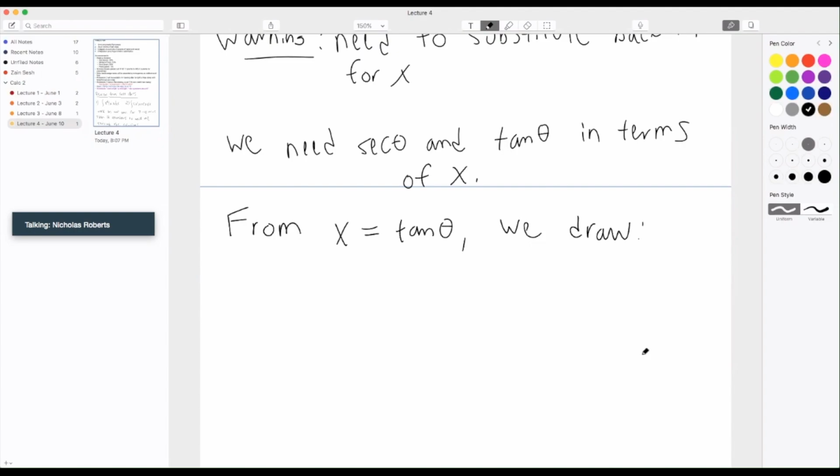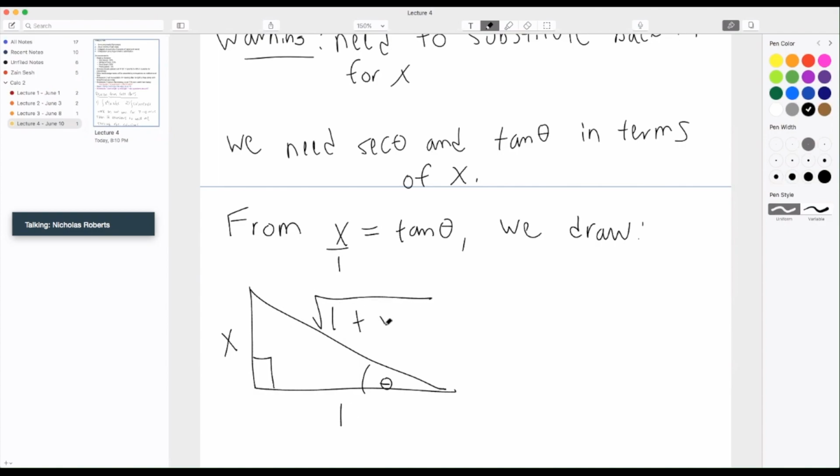All right, so here's our right triangle. Tangent is opposite over adjacent, so I'm going to put an x here, a 1 here, and then by Pythagoras, the hypotenuse will be the square root of 1 plus x squared. I got that hypotenuse by the Pythagorean theorem.